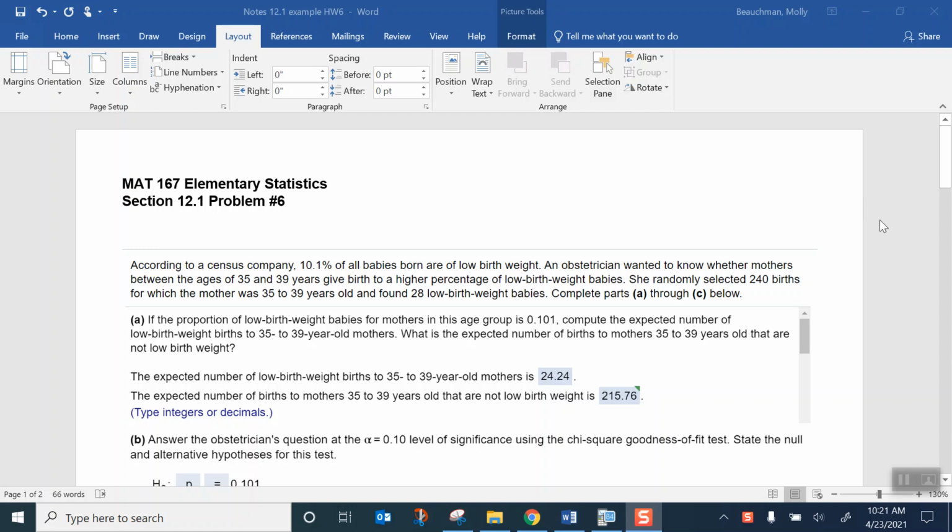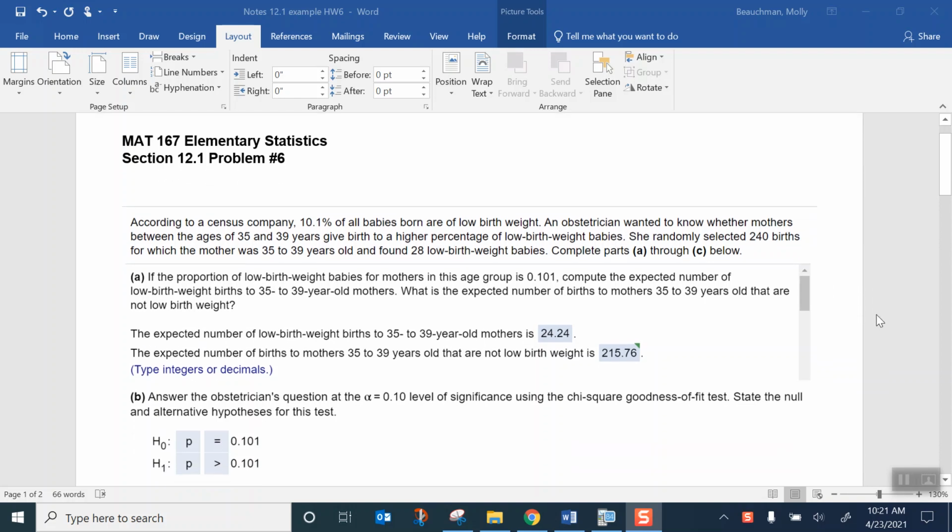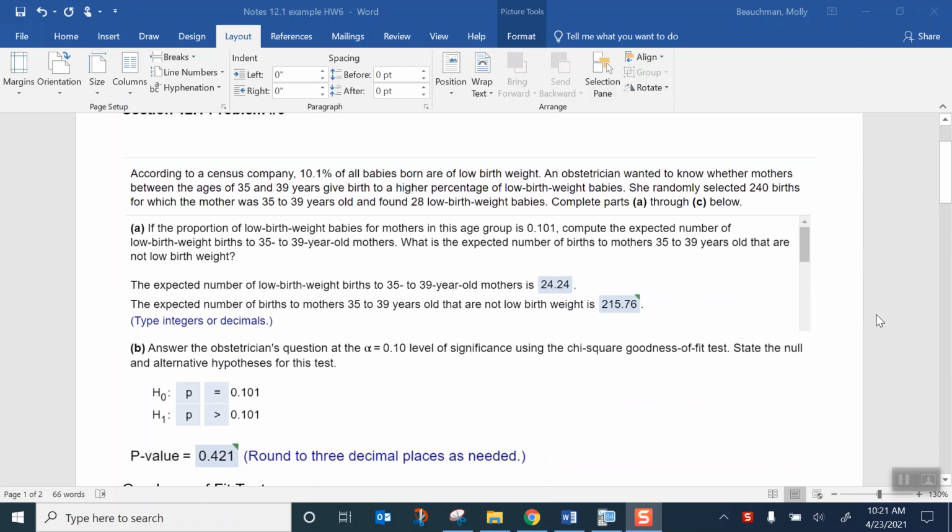In this video, we'll take a problem from section 12.1 and take a look at two different ways to solve a proportion problem. So the problem is, according to a census company, 10.1% of all babies born are of low birth weight. An obstetrician wanted to know whether mothers between the ages of 35 and 39 years give birth to a higher percentage of low birth weight babies. She randomly selects 240 births for which the mother was 35 to 39 years old and found 28 low birth weight babies. Complete parts A through C below.